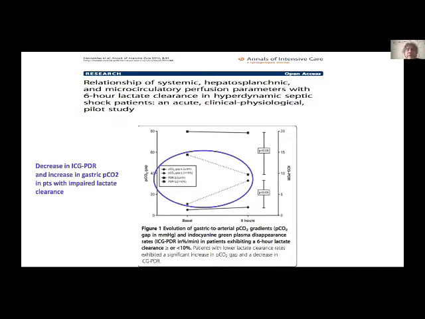We demonstrated this in this physiological study where slow lactate clearance was associated with a decrease in ICG-PDR, the plasma disappearance rate of indocyanine green, which is an indirect marker of liver flow, and also with an increased pCO2 at the gastric mucosa level by gastric tonometry, meaning that these slow lactate clearers were associated with a reduced hepatosplanchnic perfusion.